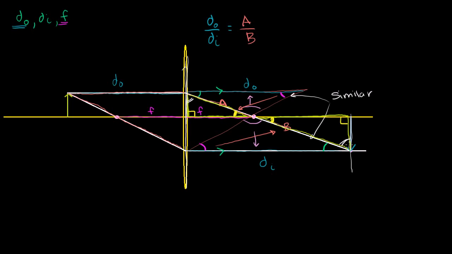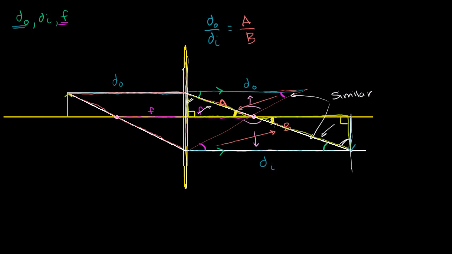So the third angle has to be the same. Now, since all three angles are the same, these are also both similar triangles. So we can do a similar thing. We can say A is to B. Remember, both A and B are opposite the 90-degree side. They're both the hypotenuse of these similar triangles.